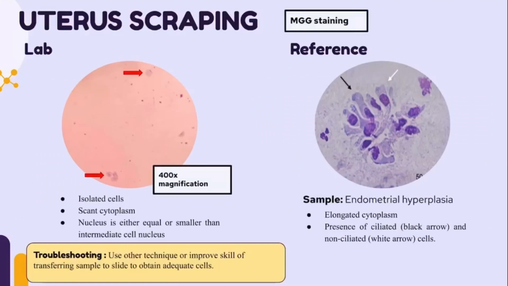Uterus sample obtained by scraping technique and using MGG staining. For the lab sample, we can see isolated cells, scant cytoplasm, and nucleus either equal to or smaller than the intermediate cell nucleus. For troubleshooting, use another technique or improve the skill of transferring the sample to the slide to obtain adequate cells. And for the reference sample of the uterus, we can see the elongated cytoplasm and the presence of ciliated cells, indicated by the black arrow, and non-ciliated cells, indicated by the white arrow.